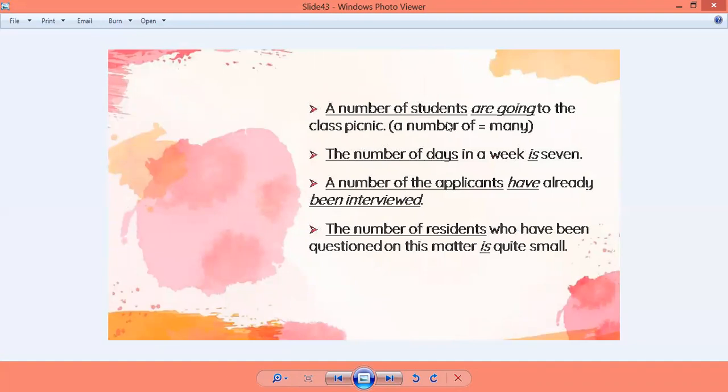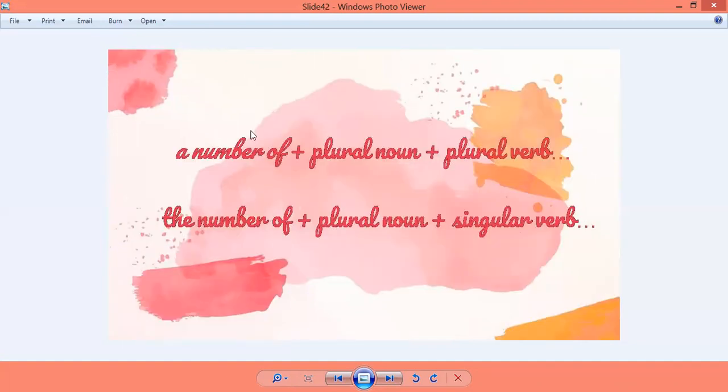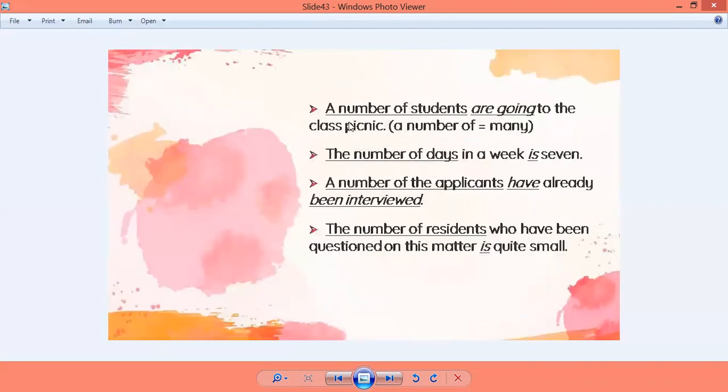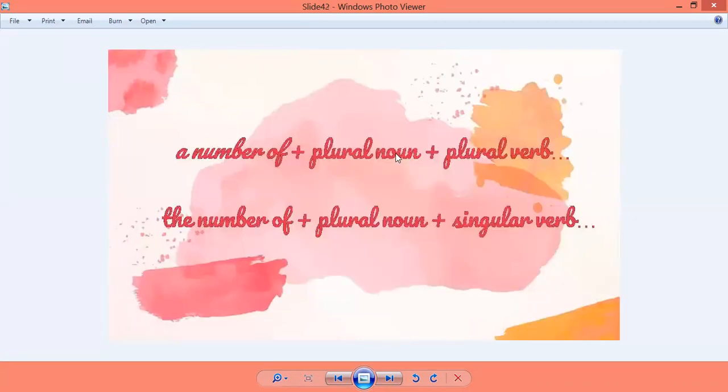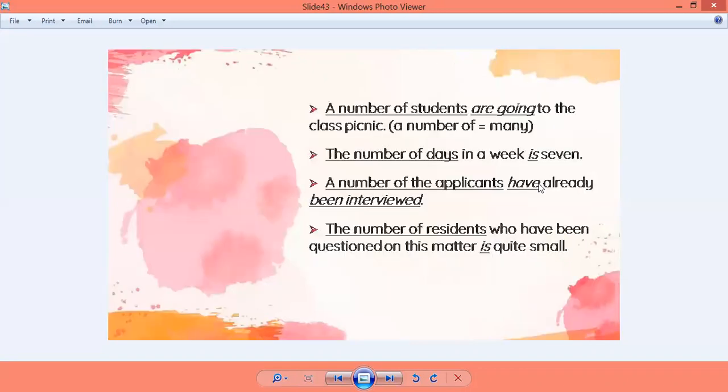A number of students are going to class picnic. What did we see here? It starts with a number of, followed by a plural noun, students. Students is plural, so what will be used? As per the rule, a plural verb, and that's why we have used are. I hope that is clear.